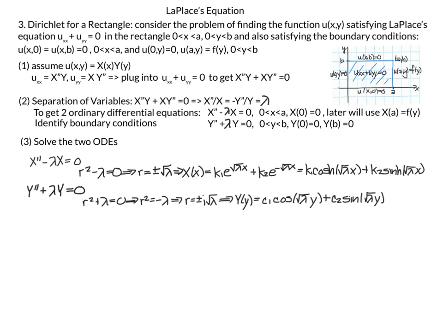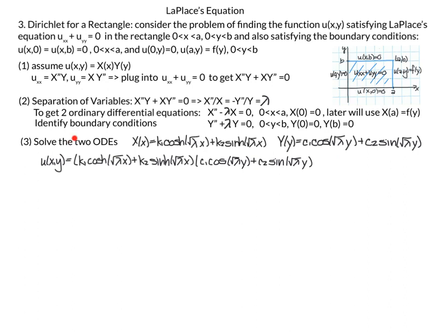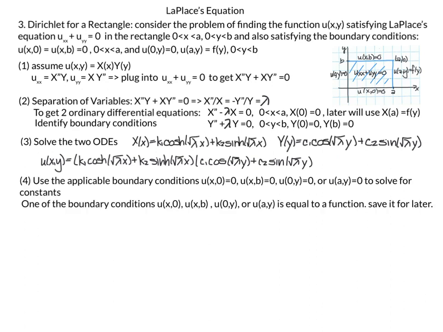Our characteristic equation is r squared plus lambda is equal to 0, which means r squared is equal to minus lambda, which means r is equal to plus or minus i square root of lambda, which gives us our equation, then, Y is equal to c1 cosine of square root of lambda y plus c2 sine of square root of lambda y. So I've written our solutions to the two ordinary differential equations, X here and Y here. So what that means is our u of x,y, remember u of x,y is equal to X times Y, so I went ahead and put X and then multiplied by Y.